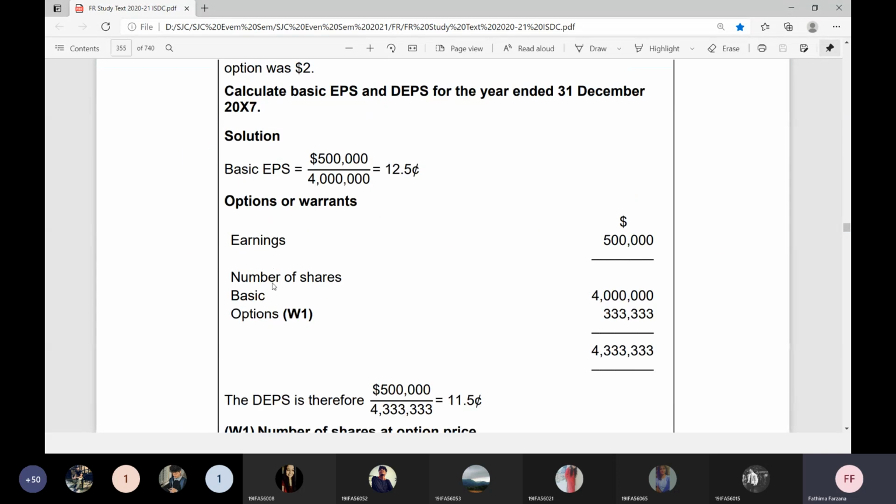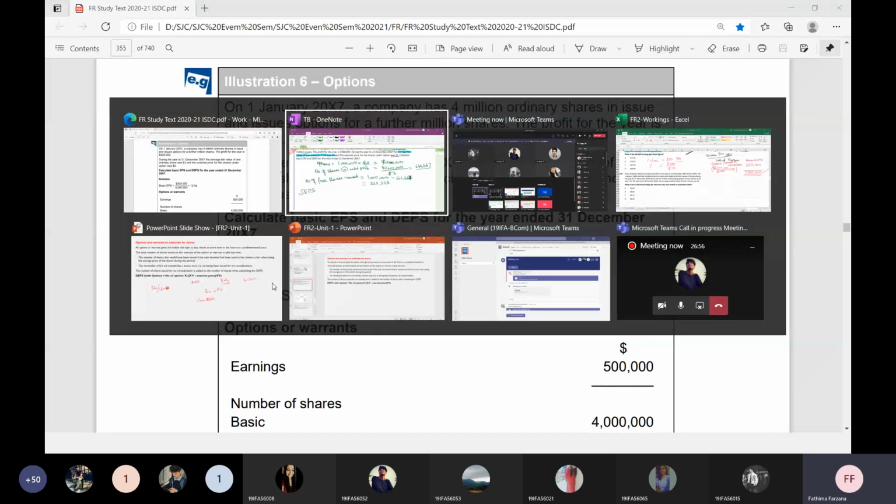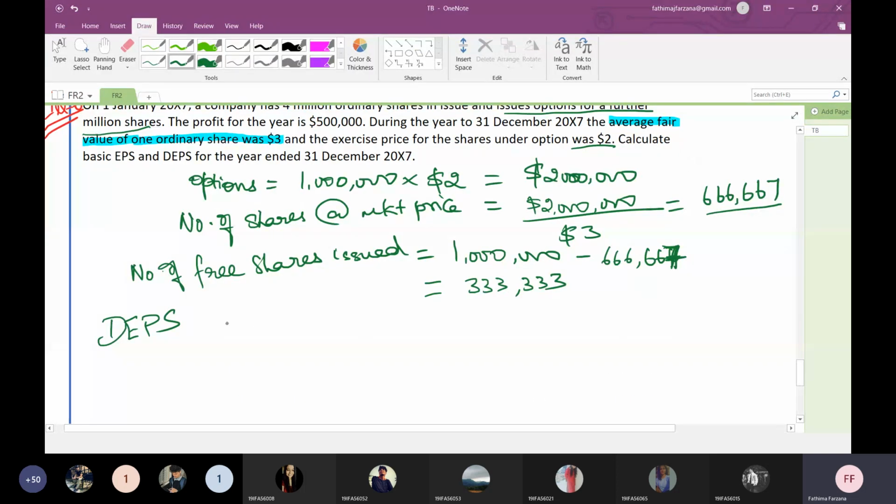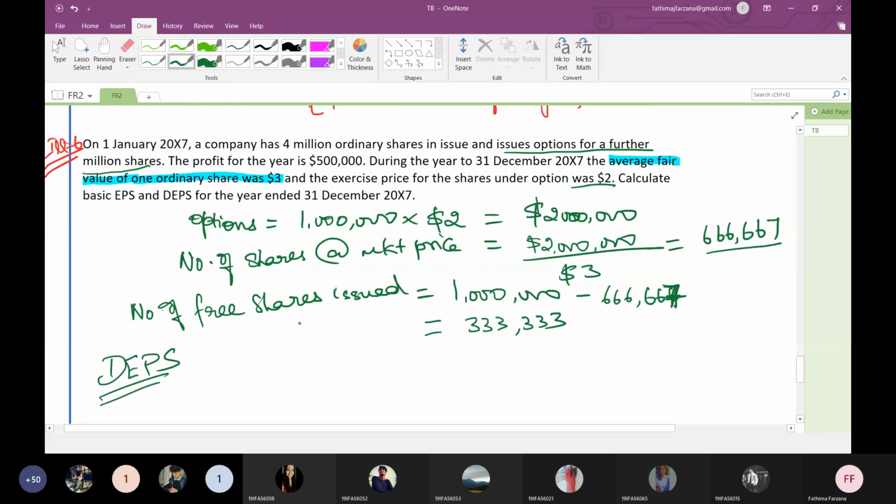Okay, now we go to this question and see how it can be solved. So how to find DEPS in this case? When there is an exercise of options or warrants, how are we going to do it? You have to find how much the earnings are. How much are the earnings in this problem? $500,000. $500,000. Okay.